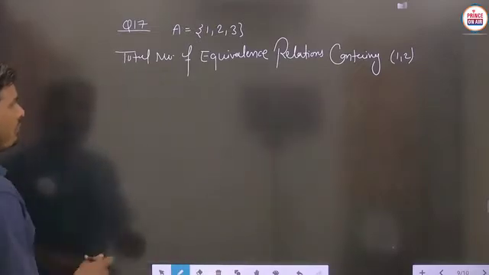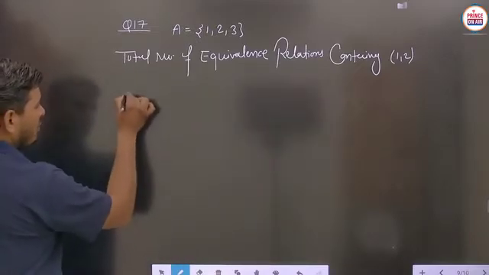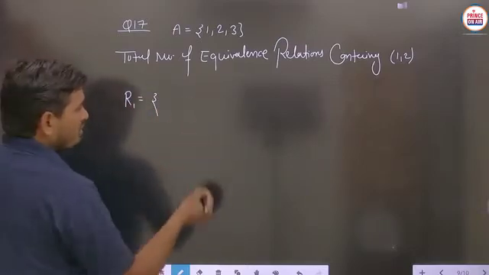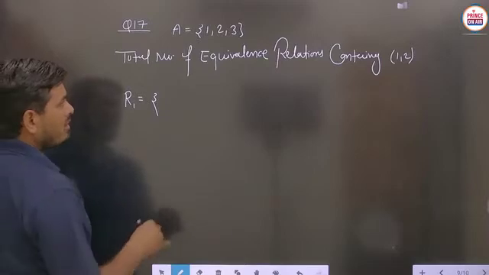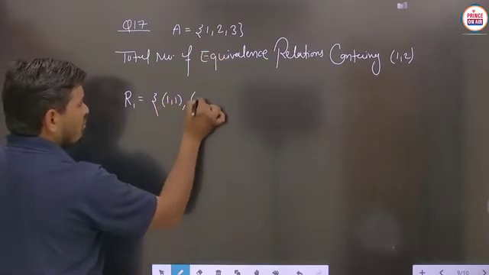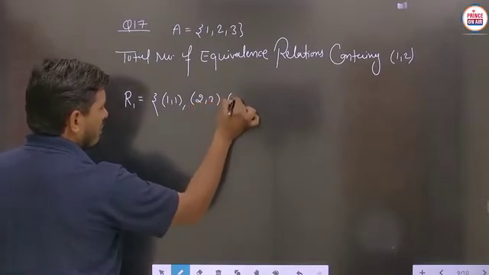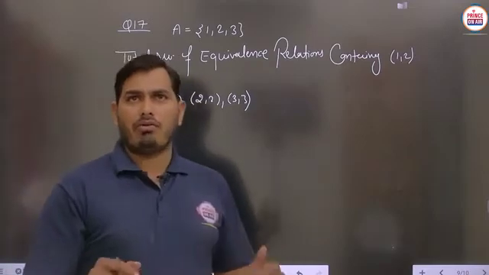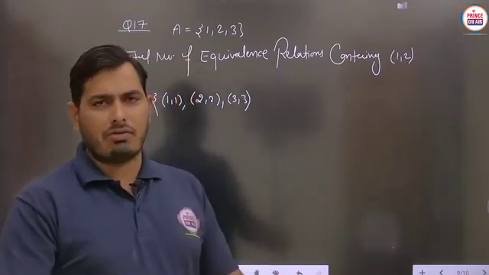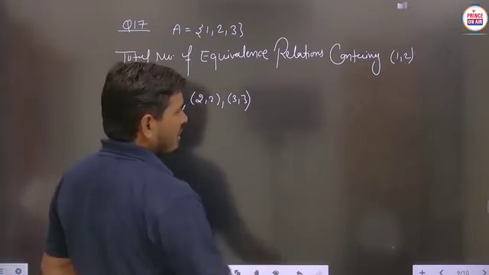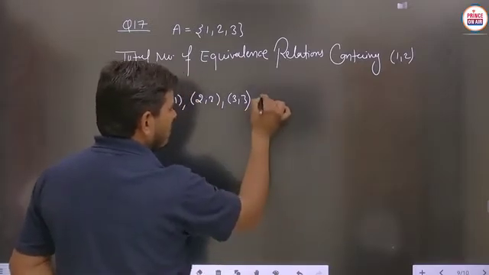So now students, we have to declare a relation first of all. Suppose we are making a relation R1. Equivalence means it should be reflexive, symmetric and transitive. For the reflexive case, we can say that 1, 1 will be there, 2, 2 will be there, 3, 3 will be there. Because if any relation is said to be reflexive, then each and every element has its image with itself always.